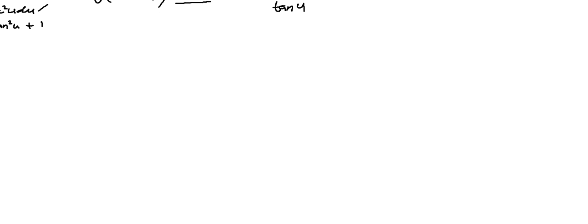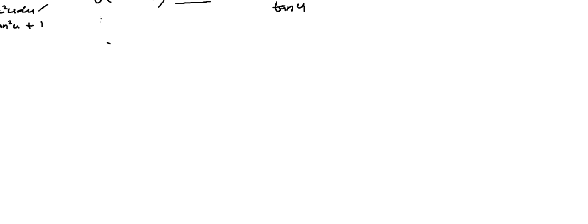right? So we have tangent cube x secant squared x times secant squared x dx. If you want to check, then you can now multiply this term into this term.